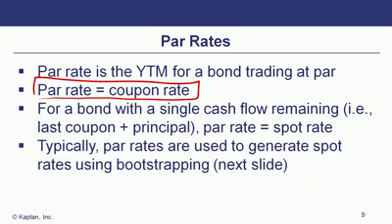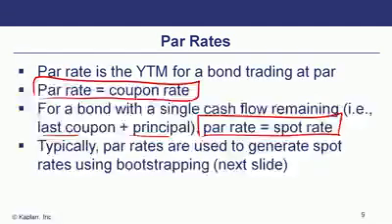par curve, right? So for a bond with a single cash flow remaining, i.e. the last coupon and the principal payment, the par rate and the spot rate have to be the same. So when you get to the end, you're only 1 year away from the bond. We're ignoring 6-month bonds here. When you're only 1 year away, there's no interim cash flows, so the spot rate and the par rate have to be the same. Typically, these par rates are used to generate spot rates via bootstrapping.